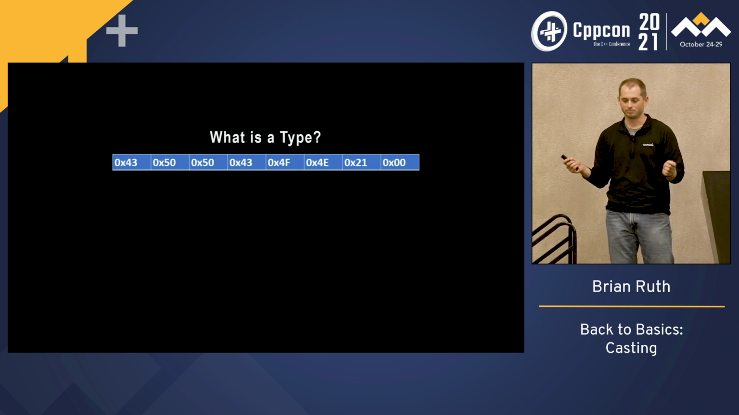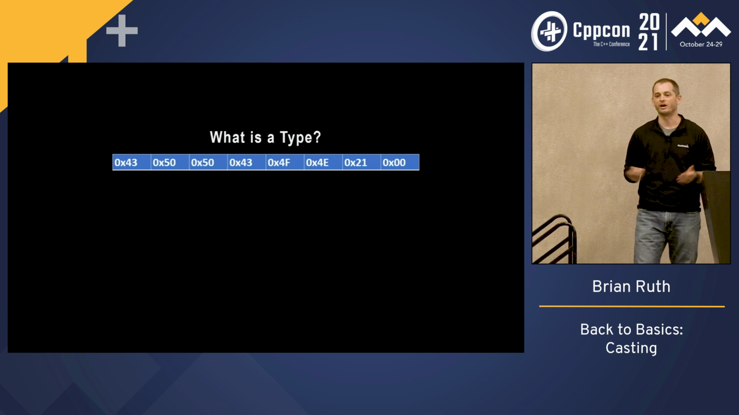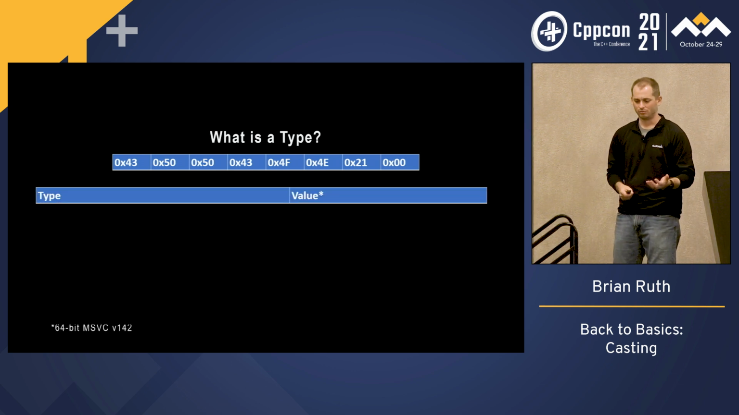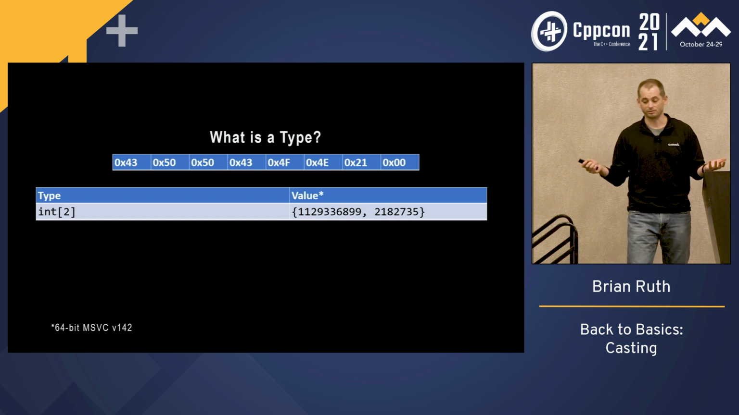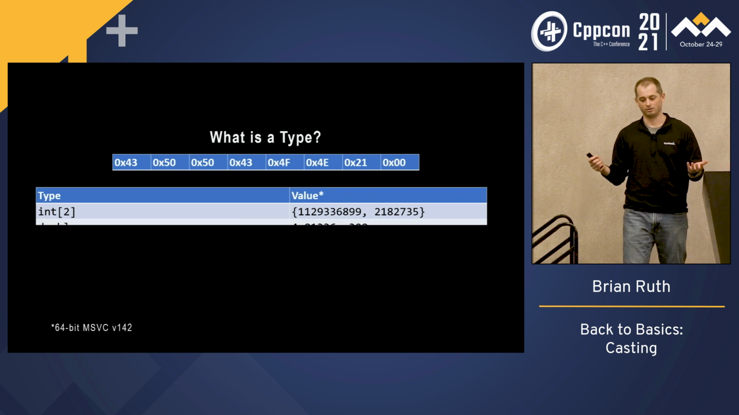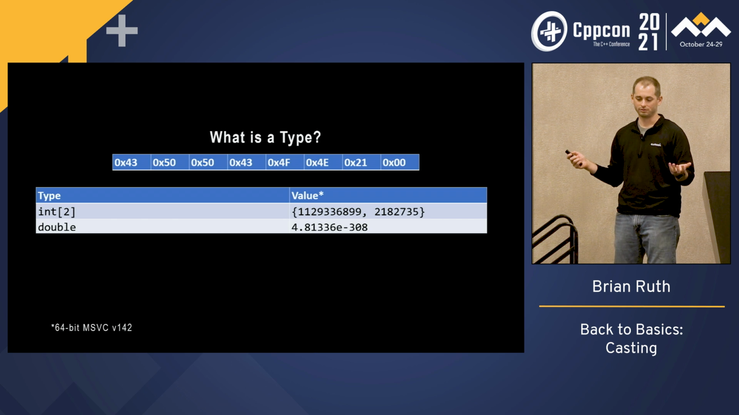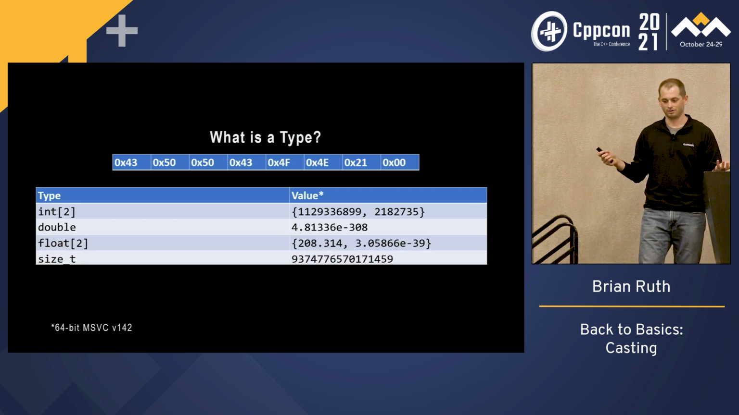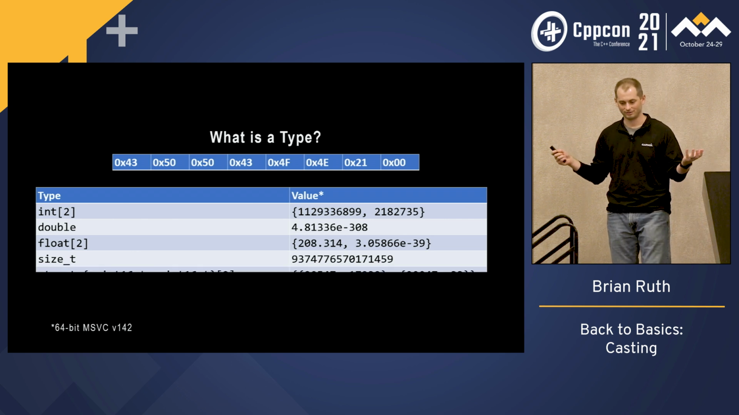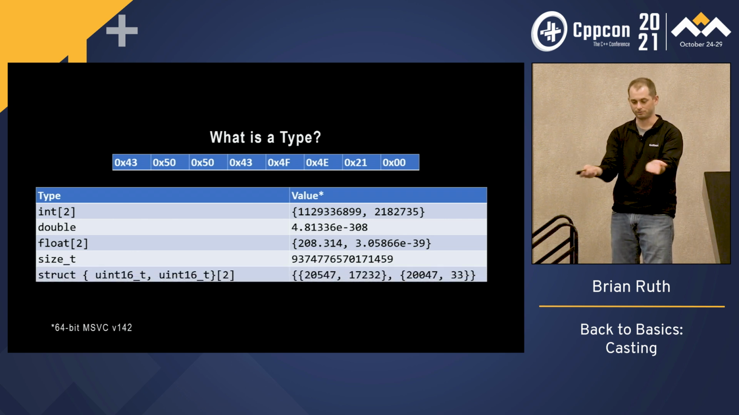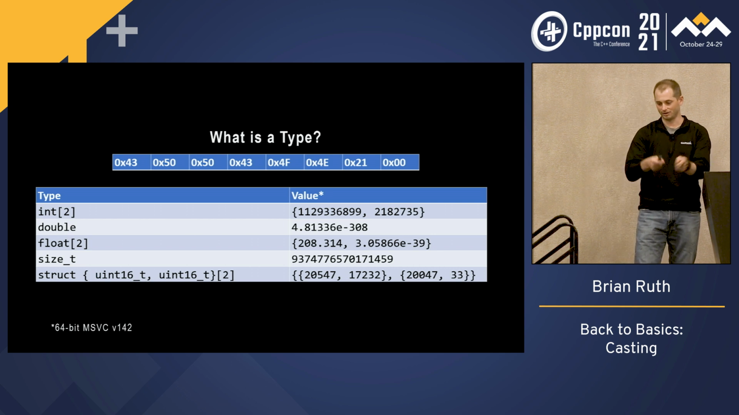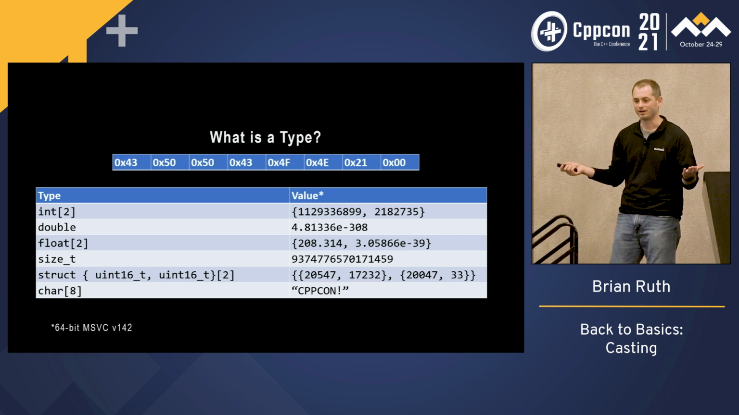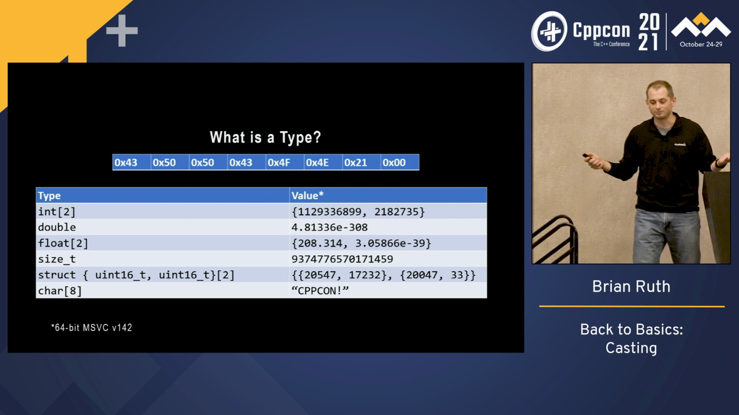So what is a type? Let's say we have these bytes just in memory. What does this actually mean? Well, it could be 2 integers with these values, or a double with that value, or 2 floats, or a size_t, a struct with 2 member values and 2 of those back to back, or it can be a string that says CppCon. It can be anything.